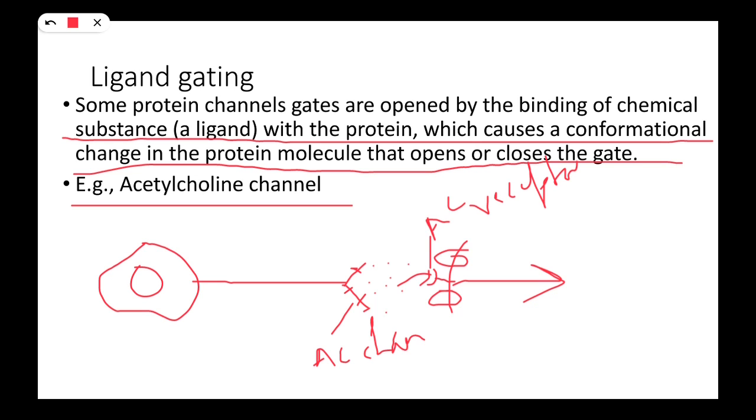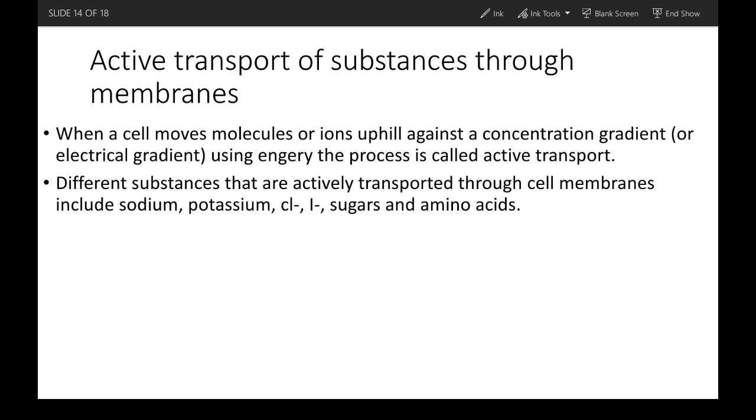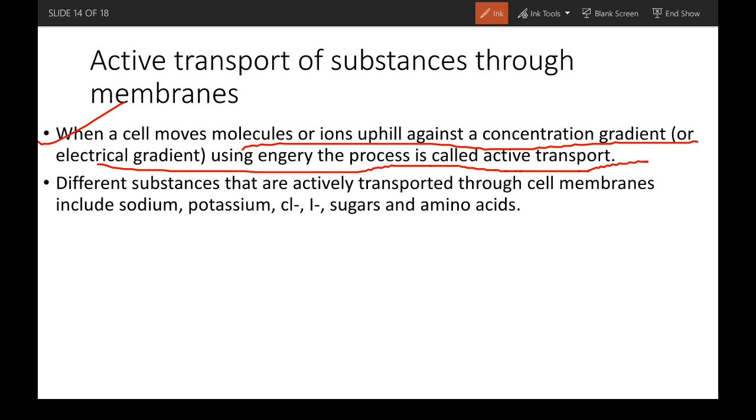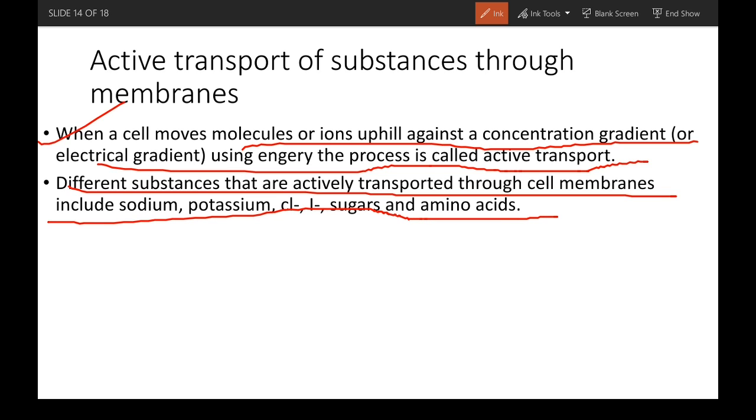In the next part we'll study active transport of substances through the membrane. When a cell moves molecules or ions uphill against a concentration gradient or electrical gradient using energy, the process is called active transport. Different substances that are actively transported through cell membranes include sodium, potassium, chloride, iodide, sugars, and amino acids, right?